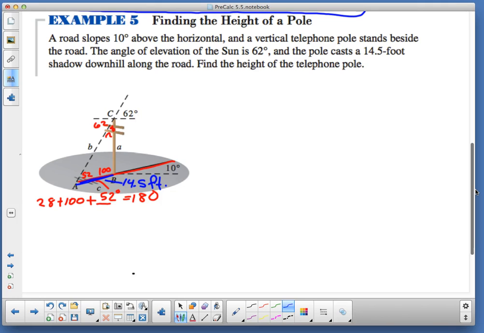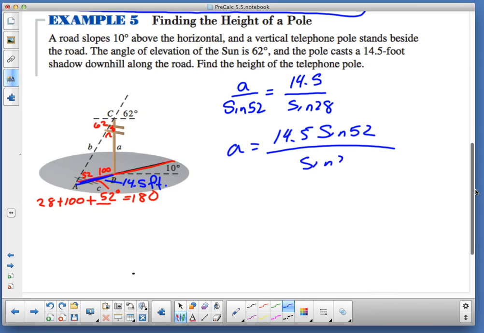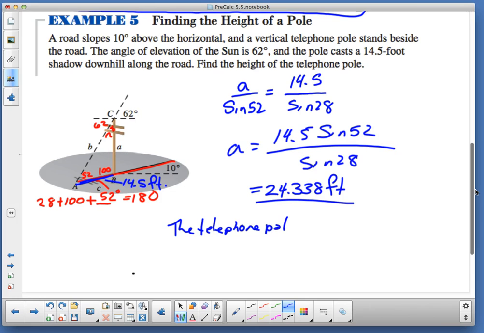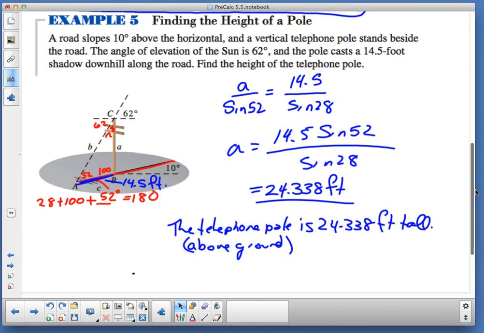Now, I'm looking for the height of the pole, and I'm going to take sine of 52 is equal to 14.5 over sine of 28. A is equal to 14.5 sine of 52 all over sine of 28. Pop that in my calculator, and I'm getting 24.338 feet. So the telephone pole is 24.338 feet tall. And I should say above ground. It's probably longer because it extends into the ground, but that is the length that we have above ground.